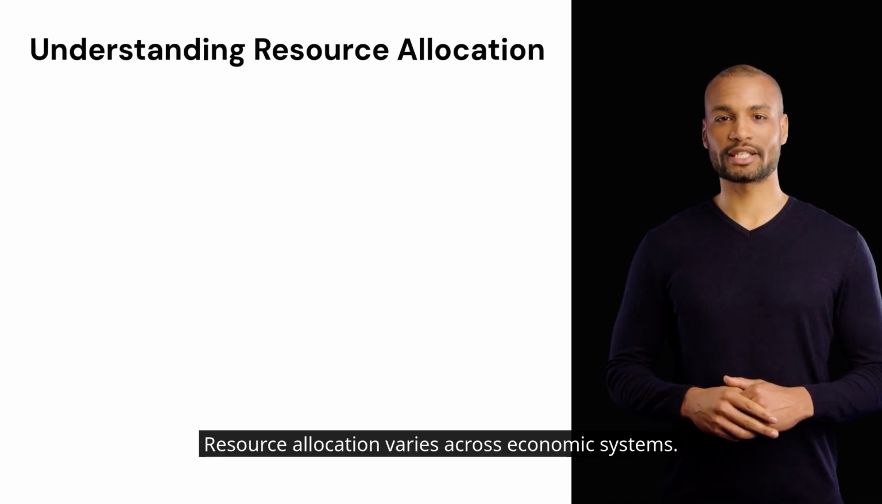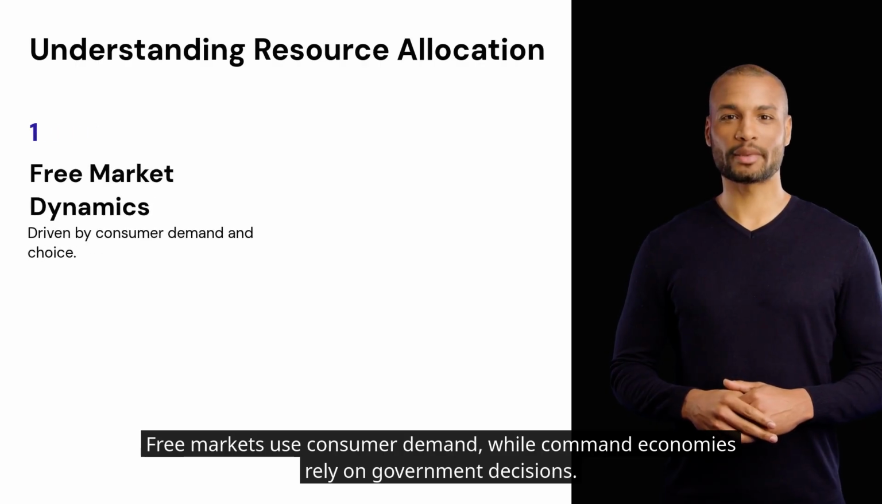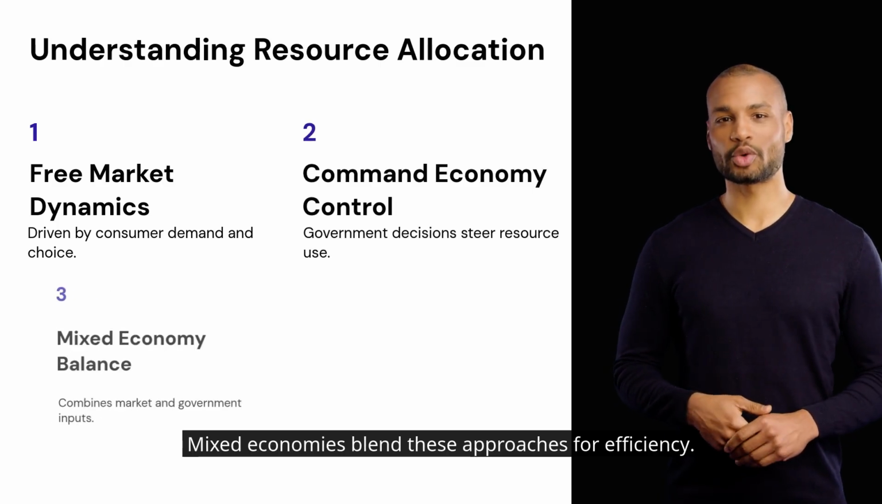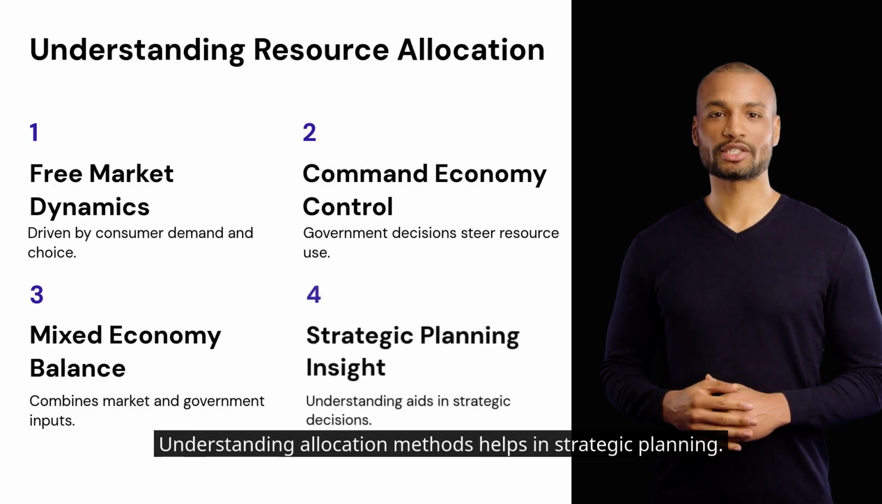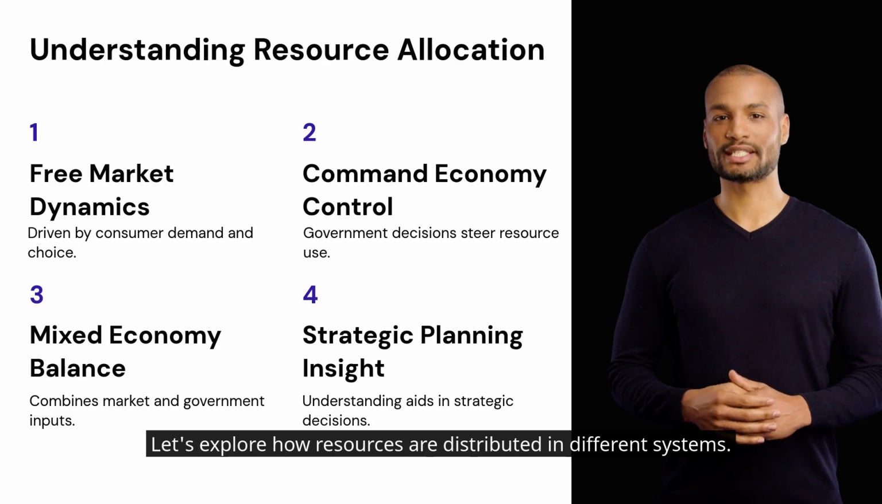Resource allocation varies across economic systems. Free markets use consumer demand, while command economies rely on government decisions. Mixed economies blend these approaches for efficiency. Understanding allocation methods helps in strategic planning. Let's explore how resources are distributed in different systems.